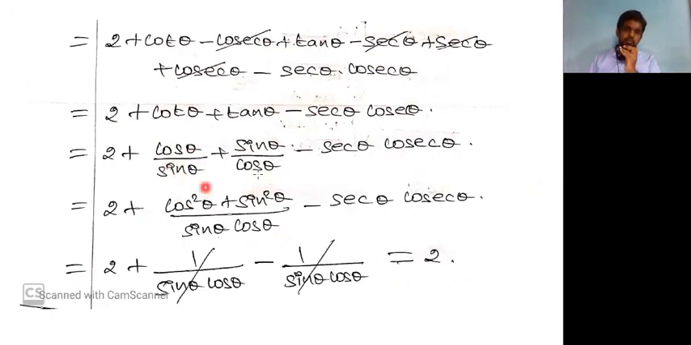So taking LCM for these 2 terms, we have cos theta into cos theta, cos square theta plus sin square theta divided by sin theta cos theta minus secant theta cosecant theta. I can write secant theta as 1 by cos theta and cosecant theta as 1 by sin theta. So this is 2 plus 1 by sin theta cos theta minus 1 by sin theta cos theta gets cancelled, because cos square theta plus sin square theta again is equal to 1. So 2 plus 0 is 2 here.